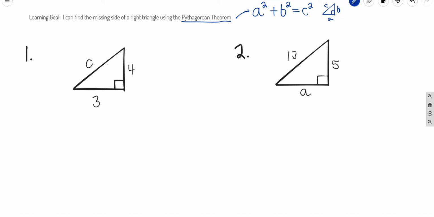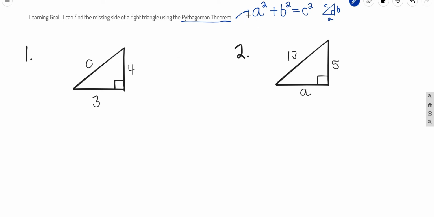Hello everyone, in this video we're going to focus on the learning goal. I can find the missing side of a right triangle using the Pythagorean theorem. So we've drawn some right triangles here and we filled in some of the sides, and the goal is to be able to find the missing side of one of these.